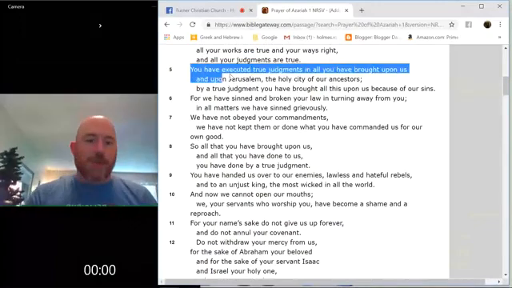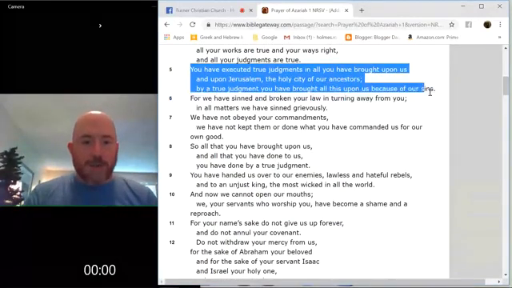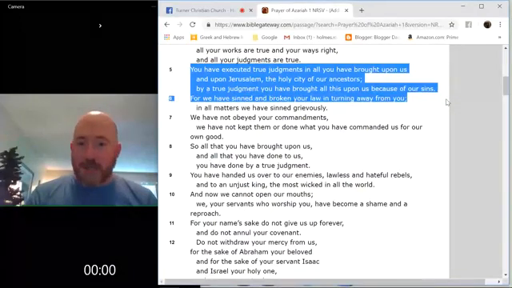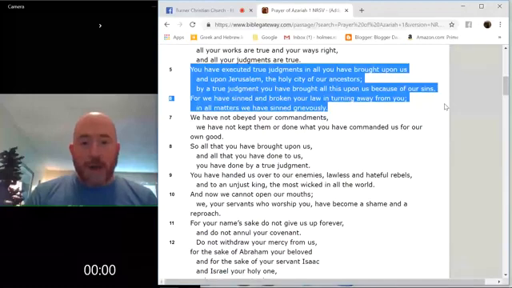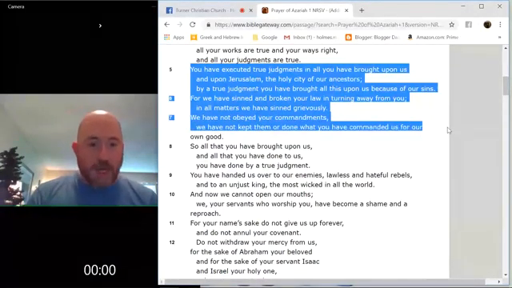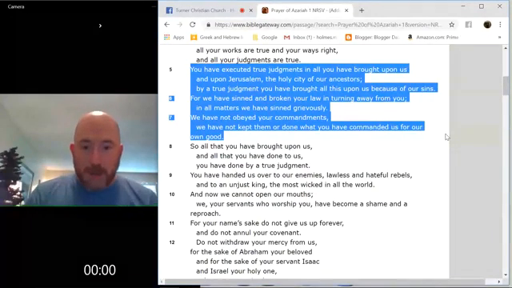"You have executed true judgments in all you have brought upon us and upon Jerusalem, the holy city of our ancestors. By a true judgment you have brought all this upon us because of our sins. For we have sinned and broken your law in turning away from you. In all matters we have sinned grievously. We have not obeyed your commandments, and we have not kept them or done what you have commanded us for our own good."